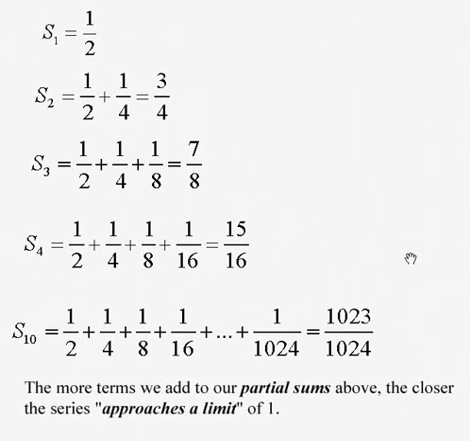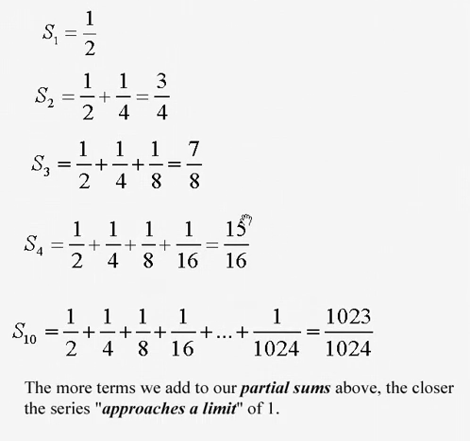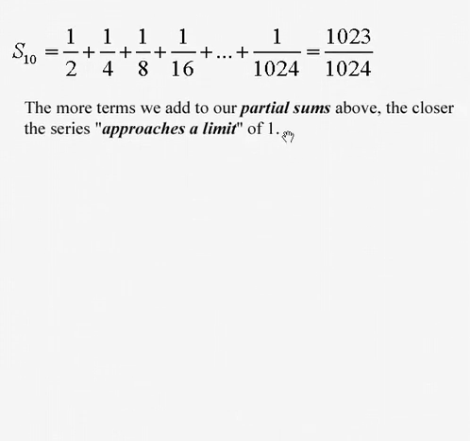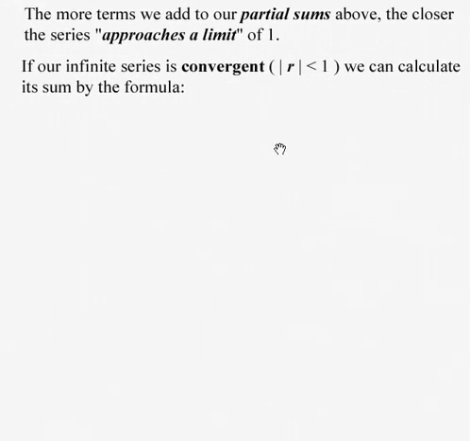And it appears that the more terms we add to our partial sums above, the closer and closer this number is approaching 1. So a half, 3/4, 7/8, 15/16, and we jump from the sum of the first 4 to the sum of the first 10. We get 1,023 over 1,024, getting closer and closer to 1. So if our infinite series is convergent, the absolute value of that common ratio is less than 1, we can find the sum by using the following formula.